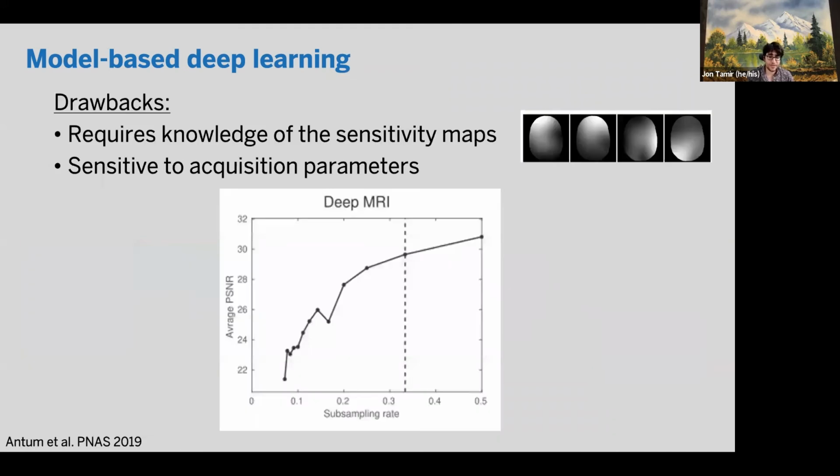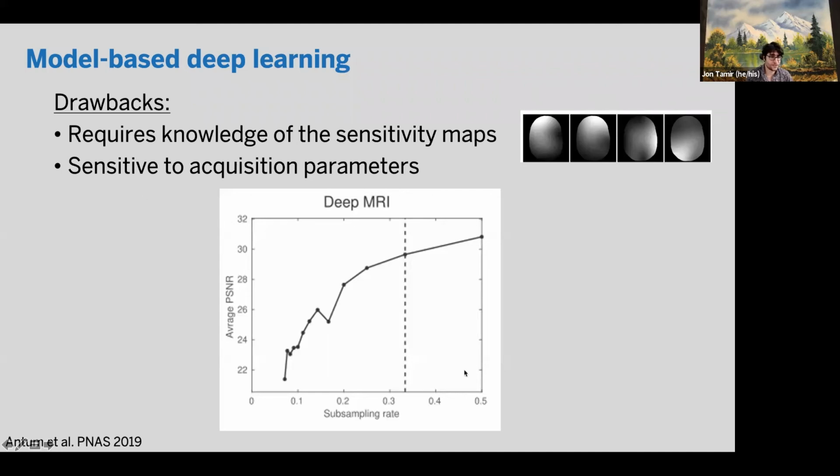Now, this is a really powerful approach, but one of the drawbacks of this vanilla model-based deep learning is that it does require knowledge of the sensitivity maps. And these sensitivity maps have to be estimated from the data. And so any error in the sensitivity map estimation is going to propagate through the network. And whatever method we use to estimate them also takes some computation time as well. In addition, it's sensitive to acquisition parameters.